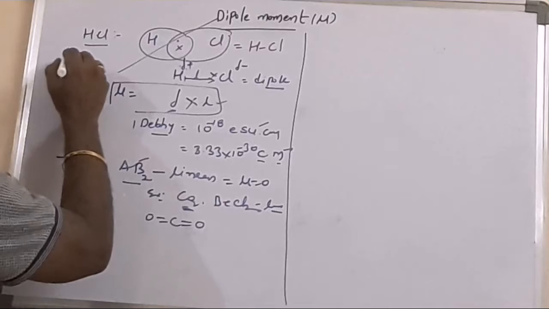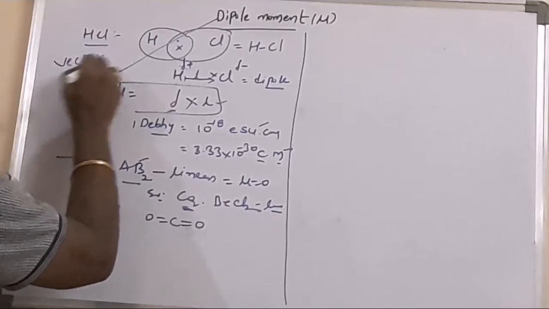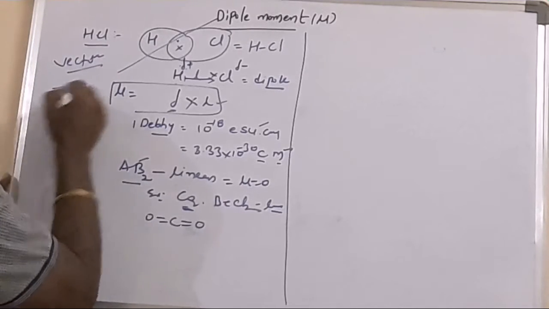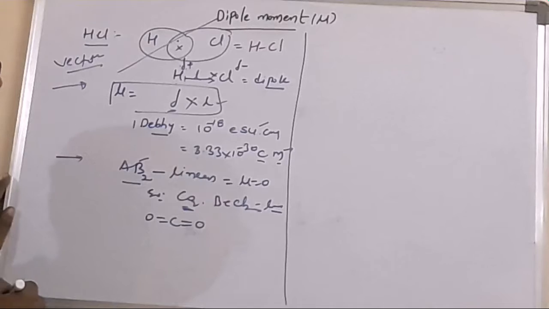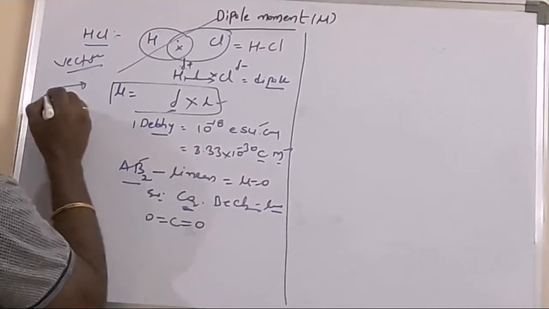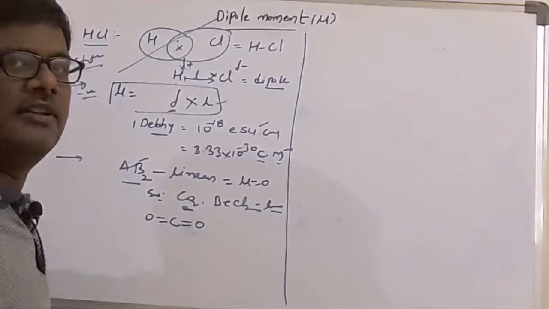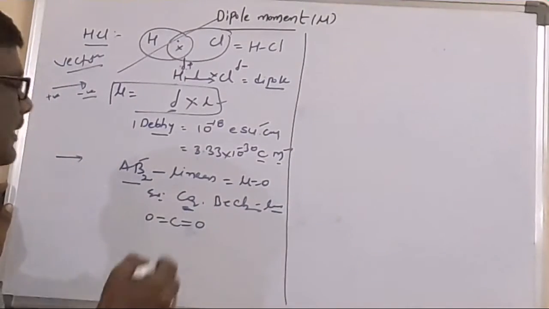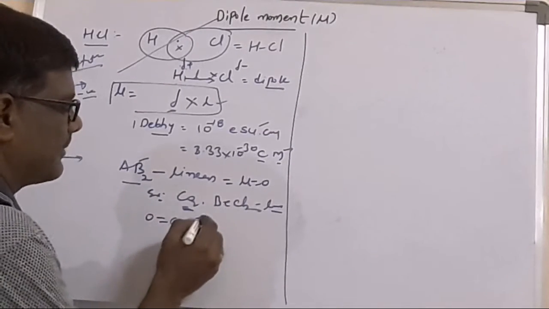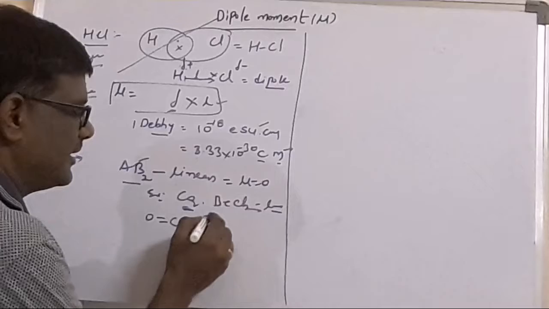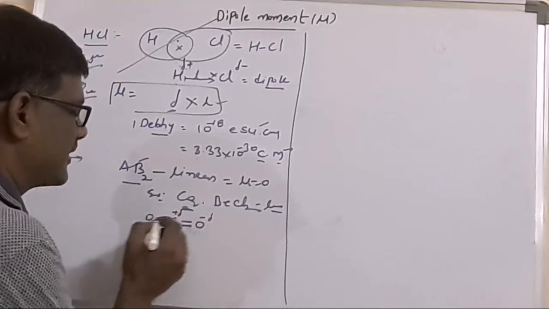Dipole moment is a vector quantity, so it has a direction, and it is represented with an arrow. The arrow starts with the positive and ends with the negative. Let us take carbon and oxygen here. Oxygen has a highly negative charge, and carbon has a partial positive charge.